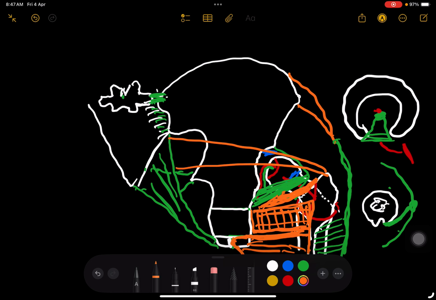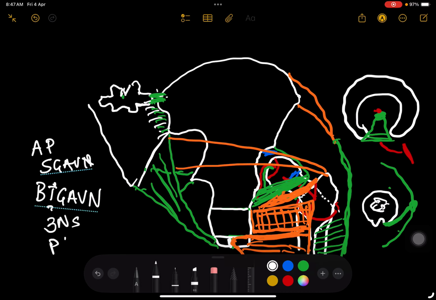Then there are structures above the piriformis and below the piriformis. Those above the piriformis are superior gluteal artery, vein and nerve. Below the piriformis are inferior gluteal artery, vein and nerve, three nerves and pin structures.